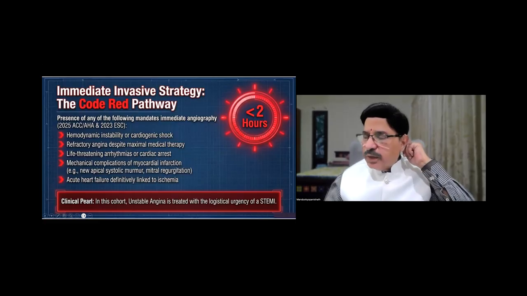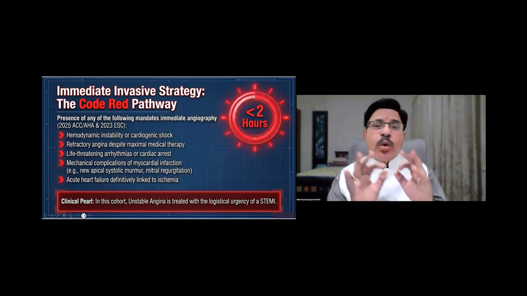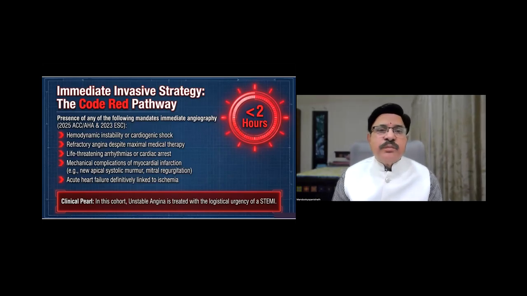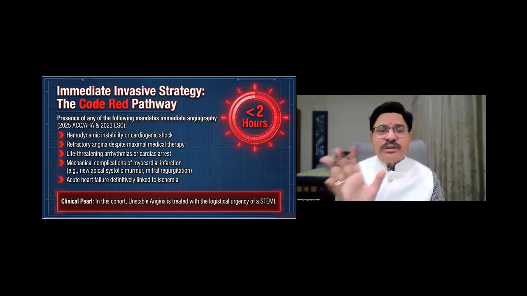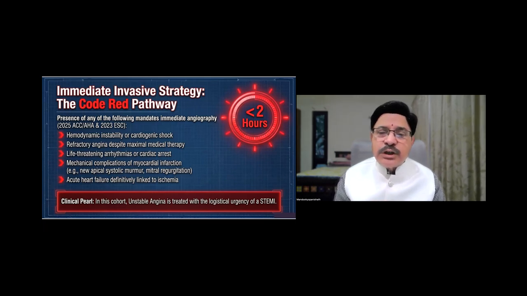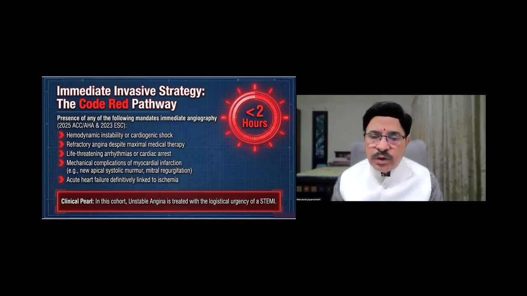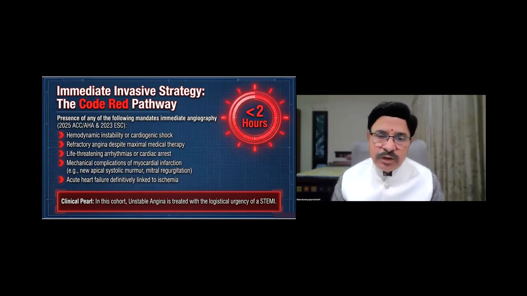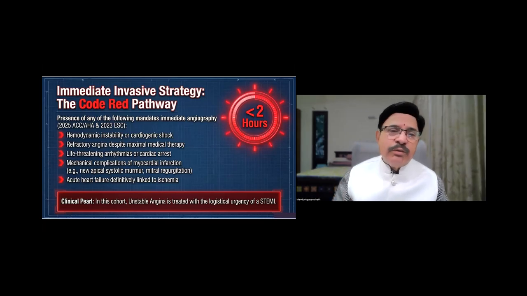Okay. Now, my patient can have 3 options. Code red: immediate invasive strategy, IIS. He must go to the cath lab within 2 hours and get it done. In this cohort, unstable angina is treated with the logistic urgency of an STEMI. We are now treating unstable angina as though it is already STEMI, in spite of no direct evidence. If we have direct evidence, anyway, he will qualify for it.